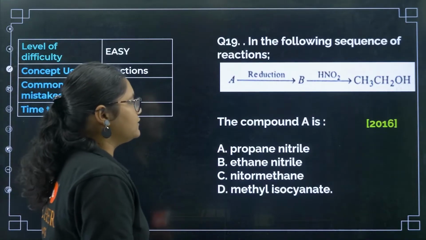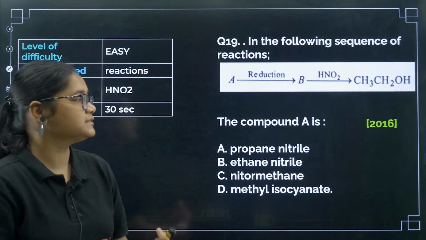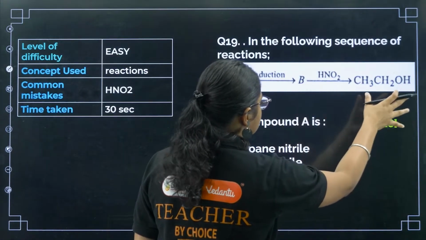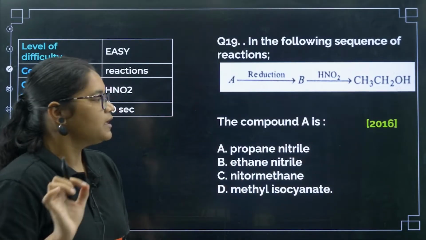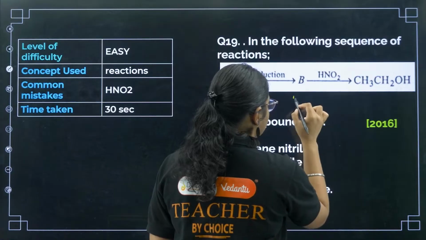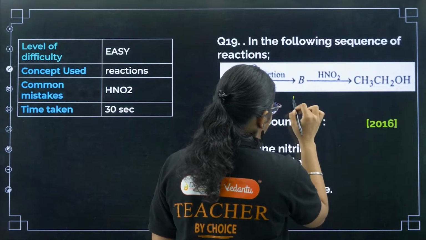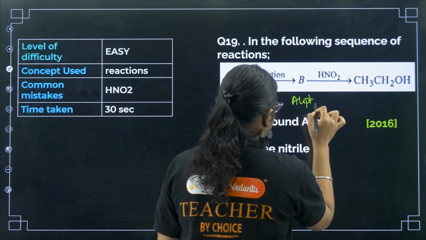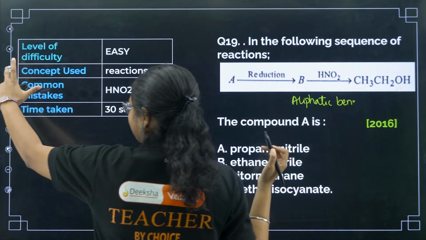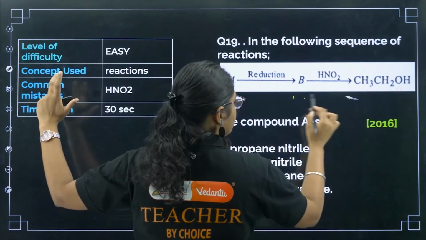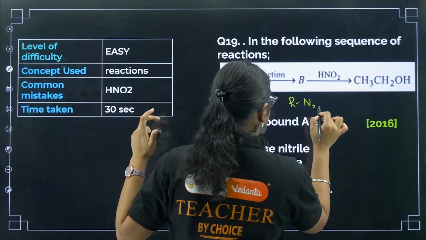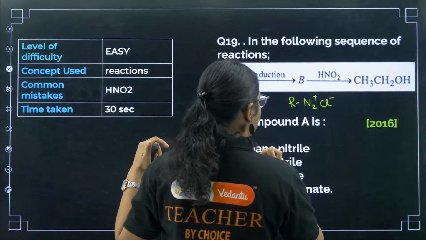Next, question number 19, the following sequence of reactions. So A on reduction is giving you B, and B with HNO2 is giving you CH3CH2OH. So basically I can say that B must be an aliphatic diazonium chloride, or let me write it in symbols. So B has to be some R-N2+ Cl-, right.